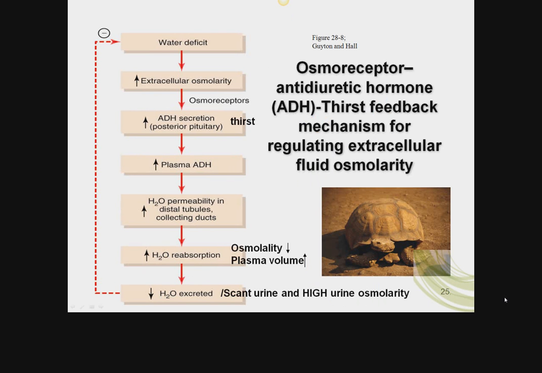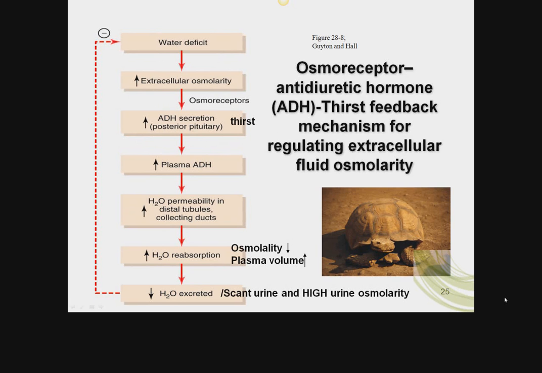So let's say you're out in the desert, you're becoming parched, you're at a water deficit. As you dehydrate, your extracellular osmolarity, that's the osmolarity of your plasma, increases. This stimulates osmoreceptors that are found in the hypothalamus. This increased blood osmolarity is the number one stimulus for the hypothalamus to release ADH through the posterior pituitary. When the osmoreceptors are stimulated by the high blood osmolarity, this will also lead to a huge increase in thirst. You will seek out water.